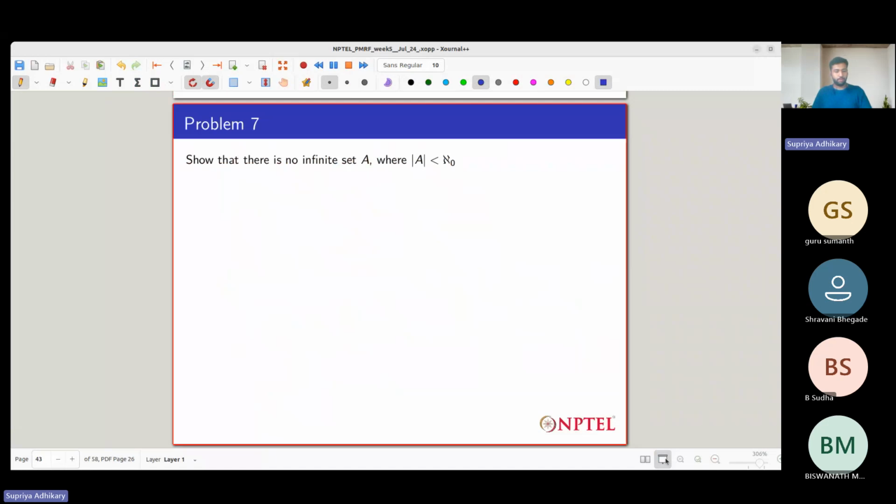Now let's solve problem 7. So problem 7, we have to show that there is no infinite set A where the cardinality of A is less than alpha.